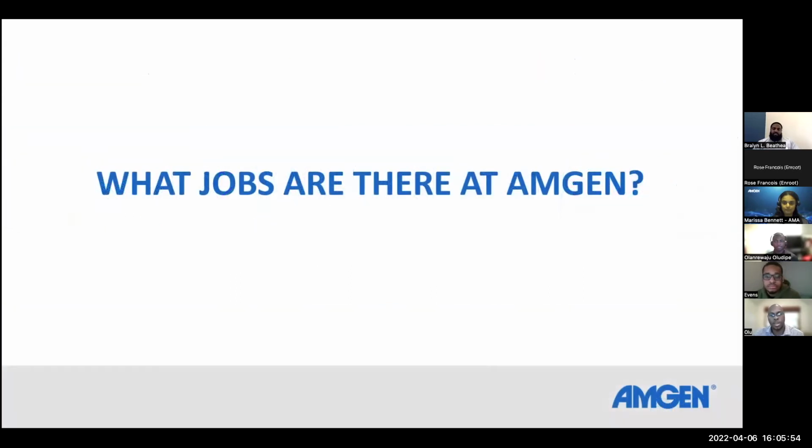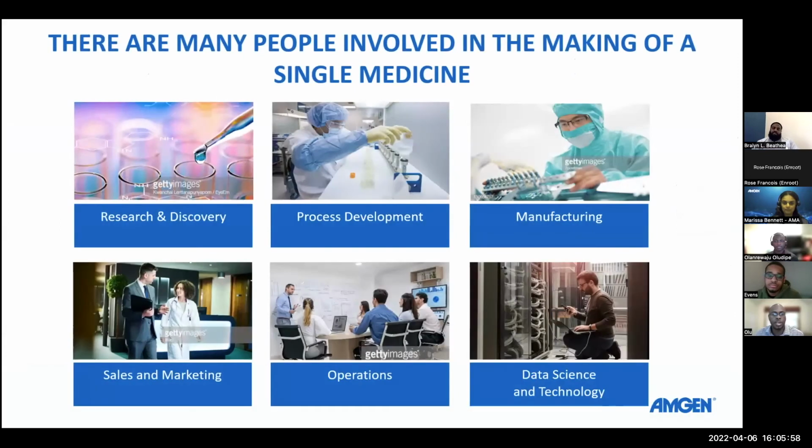So what jobs are there at Amgen, and what do we do there? These are the 6 main areas that we tend to look at: research and discovery, process development, manufacturing, sales and marketing, operations, and data science and technology. These are the 6 main areas.